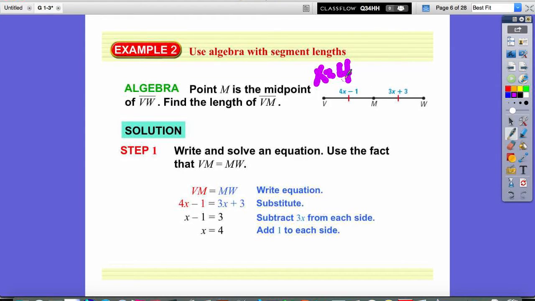4 times 4 is 16, minus 1 is 15. And we can check that that works by making sure that for MW, we get that same answer of 15. 3 times 4 is 12, plus 3 is 15. So each of these segments is 15. If I were to add them together, the entire VW would be 30. But I am asked to find the length of VM.